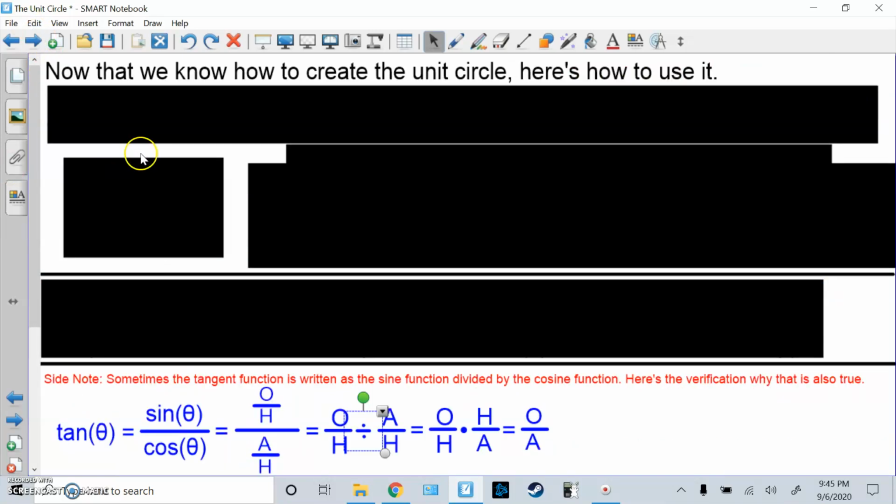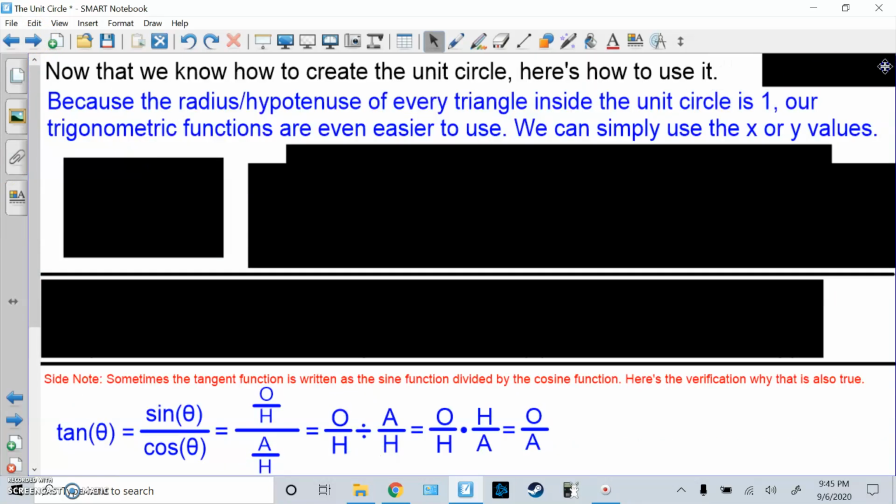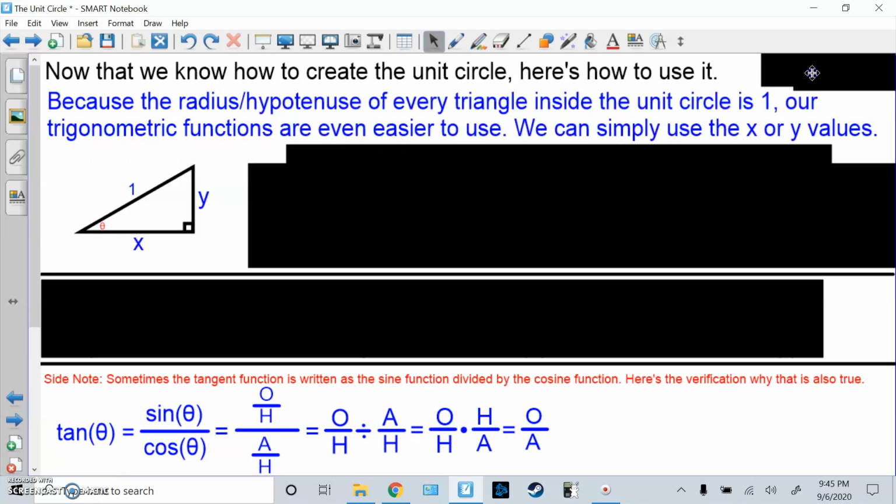So now that you know how to create the unit circle, let's figure out how to use it. Notice, because the radius or hypotenuse of every right triangle inside is 1, our trig functions are even easier to use. We simply use the x, y value. So here's an example picture. We don't know the angle, but we have a radius of 1. And then here's the x value, whatever it is, here's the y value.